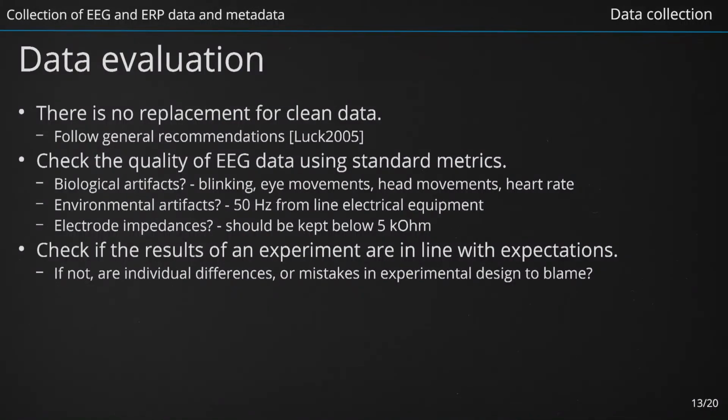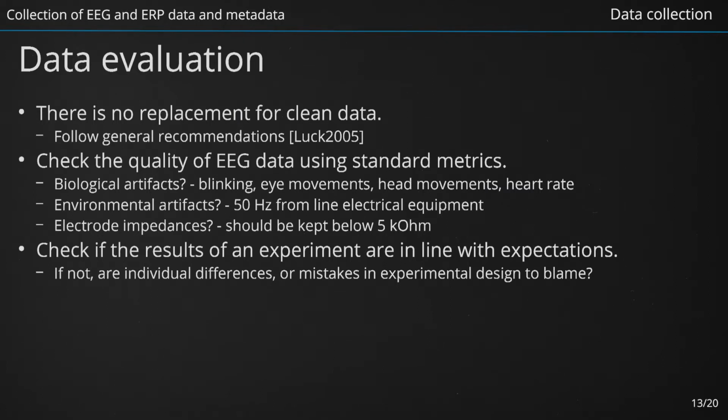Before we finally store the collected EEG and ERP data and metadata, it is necessary to evaluate them. To ensure that the data recorded are of sufficient quality, there are multiple steps to follow. First, before you even start, it is good to follow common recommendations, such as in Luck 2005, to minimize disruptions to our experiment and deliver as clean data as possible. Although some signal processing techniques can partly eliminate undesired noise, they will always damage the signal of interest to some extent. So there is really no replacement for clean data.